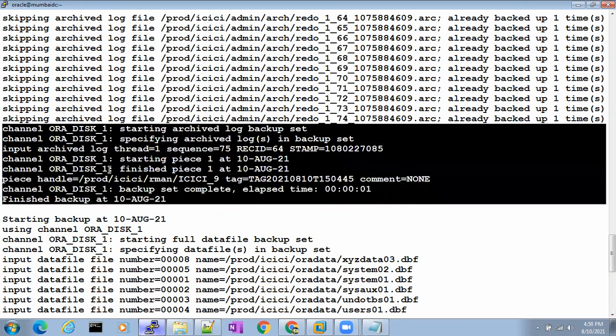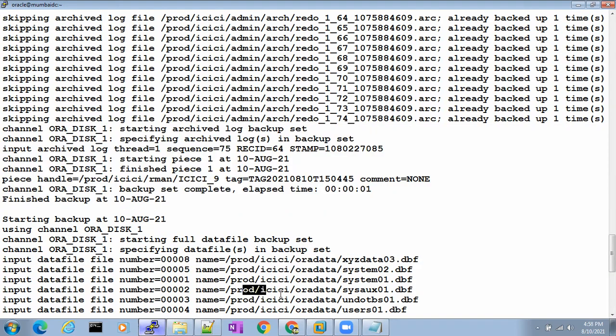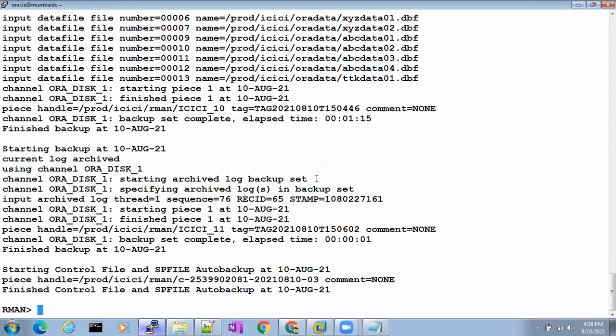This is done. Now, after taking the archive backup, what did it take? It took the datafiles, right? After taking the datafiles, again it goes to the archive log destination and checks. There is one more archive that got generated, and it took that sequence archive backup also. And then automatic control file backup and SP file. Understood what I'm talking? Am I making sense? Yes, sir.